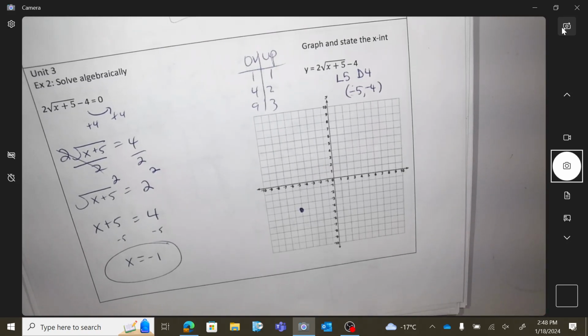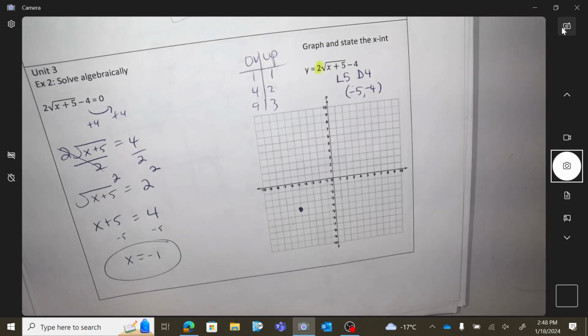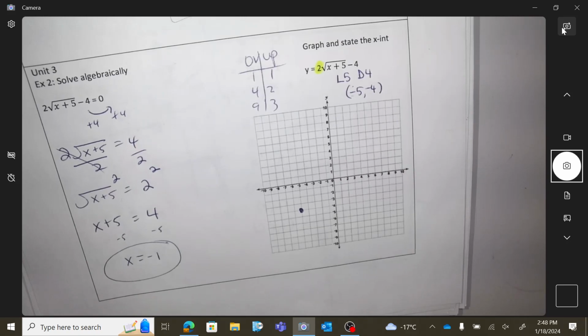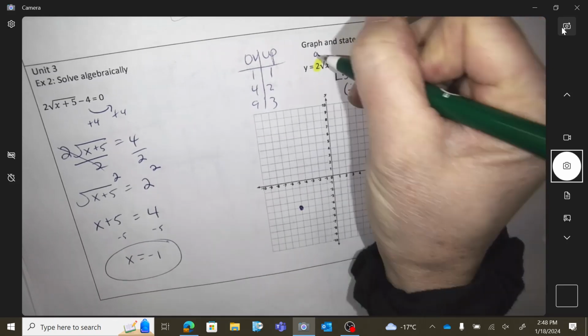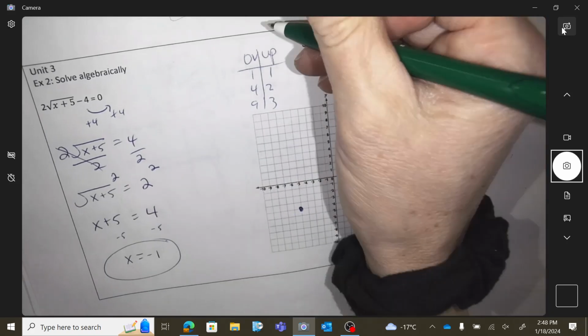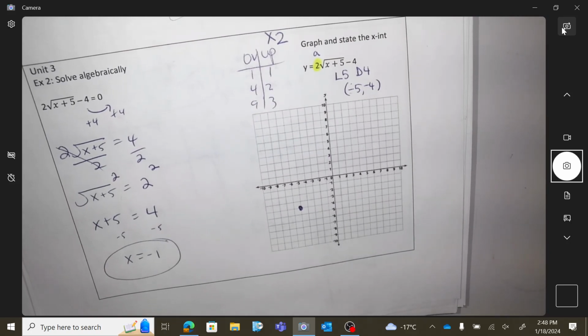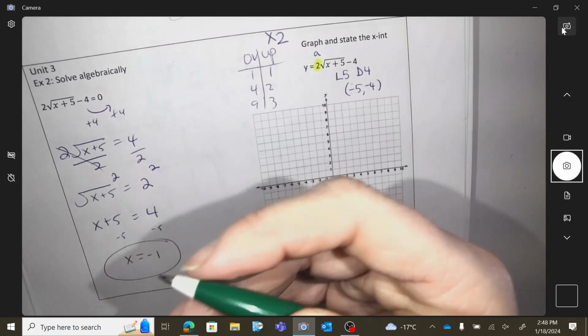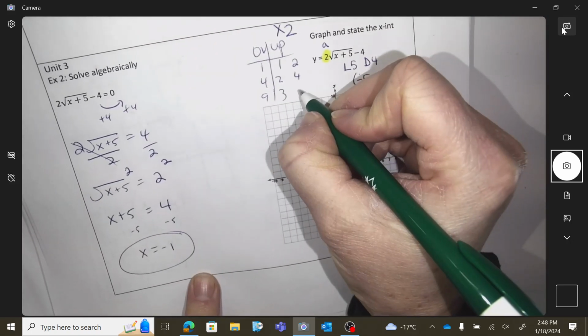So the transformation now that I deal with is the 2, and it's attached to which letter position? It's attached to the A position. So then what do I do with that in my chart? If it's an A, I times y's by A. So this is a 2, this is a 4, and this is a 6.